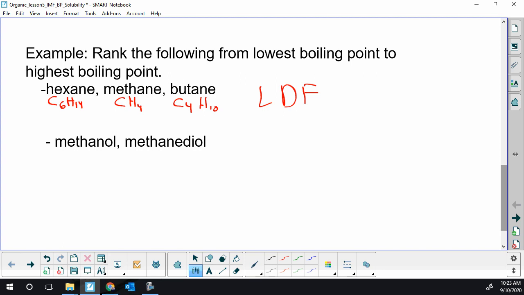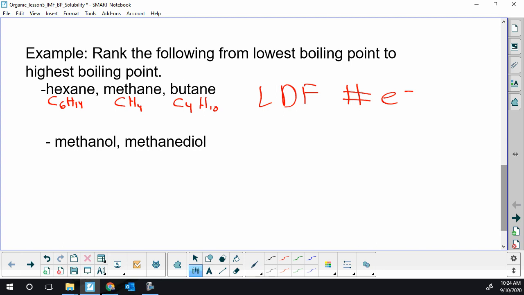And when you're trying to separate how strong is London dispersion forces, all you care about is the number of electrons. And we don't need to count electrons. The C6 is going to have the most. It's got the most C's, the most H's. That'll have the most electrons. So it'll have the most London dispersion forces. So it's going to take the highest temperature to separate them. It'll have the highest boiling point.